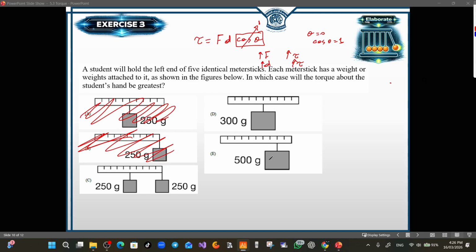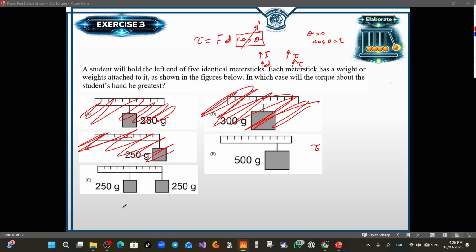Now, what about D and E? E has a greater torque than D, and this is because the mass in E is bigger than the mass in D, and also the distance where we place the 500 gram on the meter stick is bigger than the distance here, which means definitely the 300 gram case should be eliminated. Now, how can we compare between C and E? Which one will have the greatest net torque?